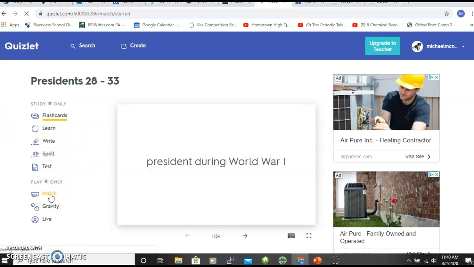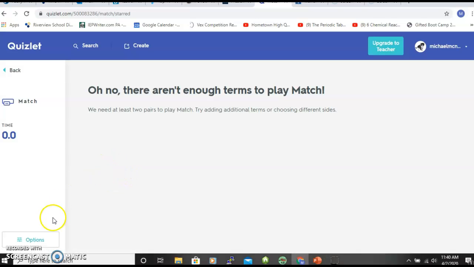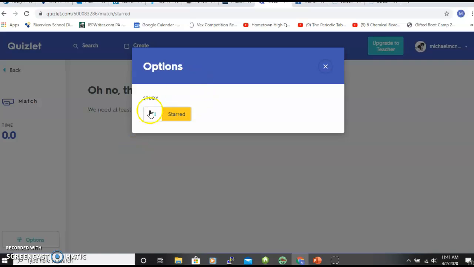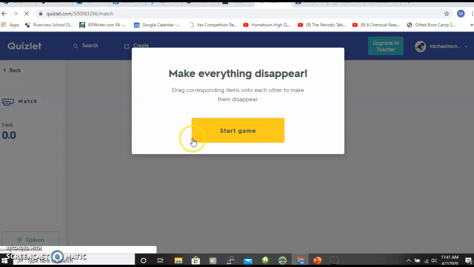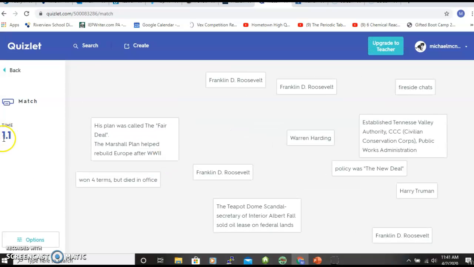I'm going to choose this, and it said no, there aren't enough terms to play match because it's asking me to do the starred one, so I'll go to options and I'll study all of them and start the game. There's a timer over here. Just to make it more fun and again to build automaticity, try to do this as fast as possible.